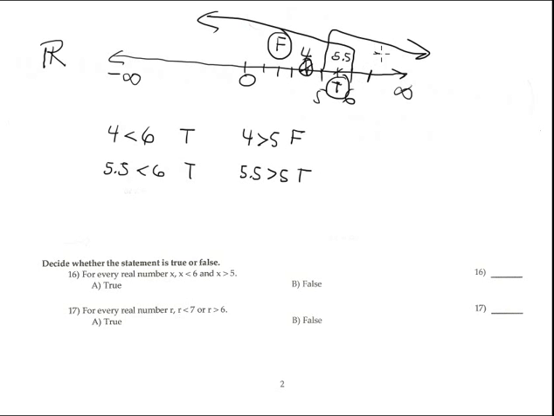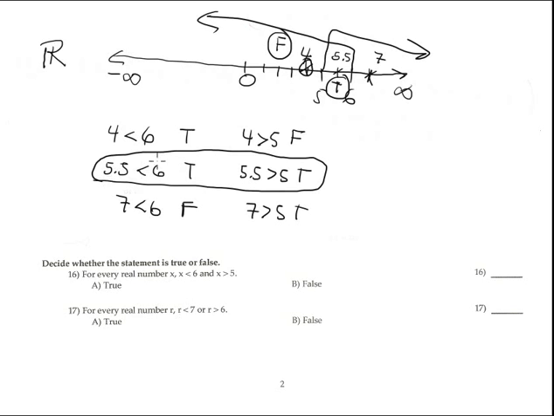In 7, for example, select an arbitrary 7. 7 is less than 6 is false. And 7 is greater than 5 is true. Okay, so the only interval where it's true is this interval. But of course, this statement is not valid for all real numbers. It's true only in this interval. And the rest is not true, it's false. So the answer is false.